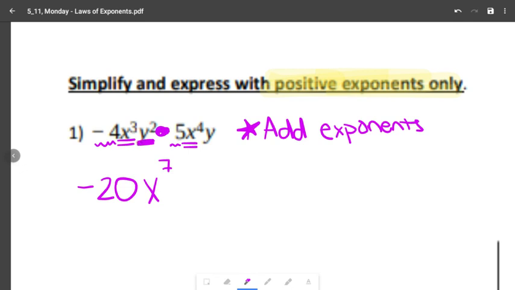Next, I have the y's. These y's are also being multiplied together. So again, I'm going to add the exponents. So y squared times y to the first. If you don't see an exponent there, it has an exponent of 1. And 2 plus 1 is 3. So we did the multiplying. That was the simplifying piece. It then says express with positive exponents only. My exponents, the 7 and 3, are both positive. So that is your final answer.